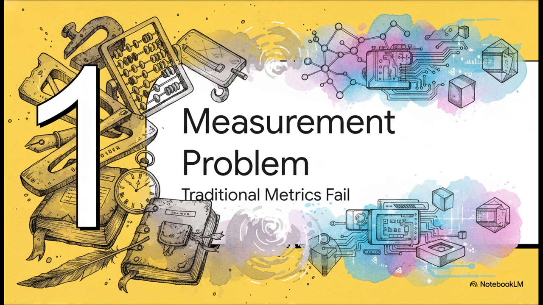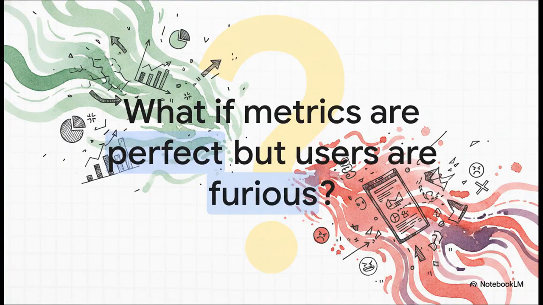The measurement problem and why traditional metrics fail. Okay, let's dive right into this, because the foundational issue we're facing is applying old tools to a completely brand new type of machine. Imagine this scenario for a second. You sit down at your desk, you open your product dashboard, and the numbers are absolutely glowing green. Daily active users are peaking, crash rates are literally at zero, and API response times are lightning fast. The traditional success metrics look perfect.